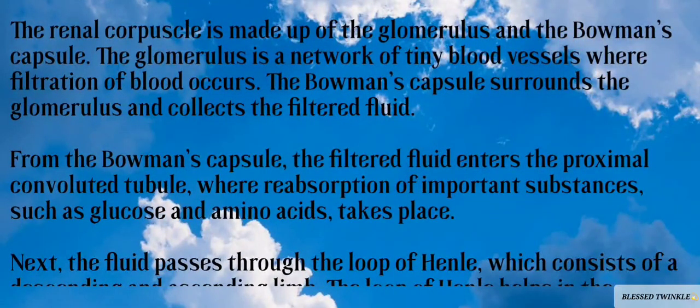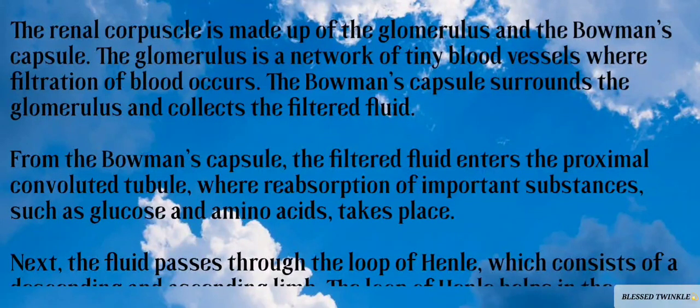The renal corpuscle is made up of the glomerulus and the Bowman's capsule. The glomerulus is a network of tiny blood vessels where filtration of blood occurs. The Bowman's capsule surrounds the glomerulus and collects the filtered blood fluid. From the Bowman's capsule, the filtered fluid enters the proximal convoluted tubule, where the reabsorption of important substances such as glucose and amino acids takes place.